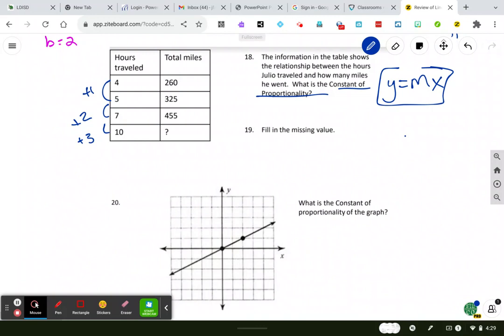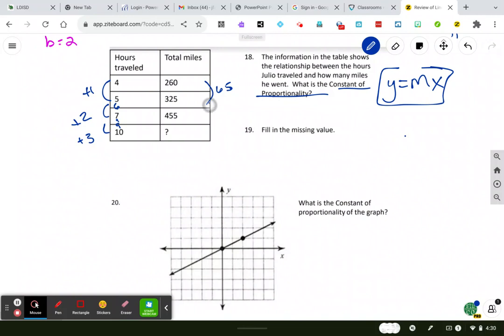That means that between 4 and 5, there's a number. Then there's a 6. Then there's a 7. Then there's an 8. And then there's a 9. So then we look at this side. Let's take a look at what's happening there. 325 minus 260 is going to be 65. So he traveled 65 miles in 1 hour between hours 4 and 5.